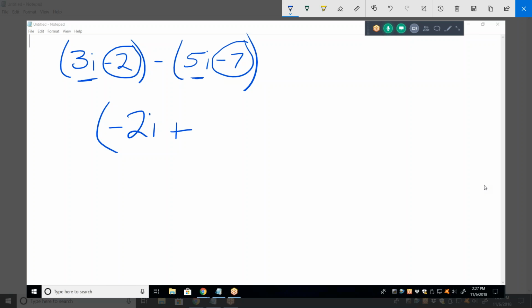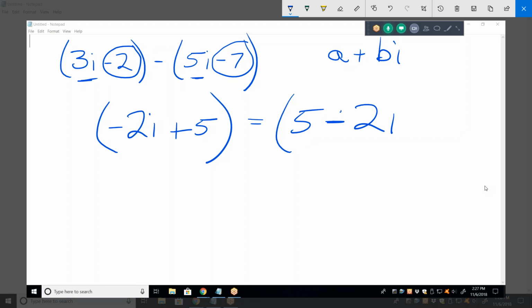Correct, plus 5. So that is the correct answer. It's not quite in the right format. In other words, when we talk about complex numbers, we want it in this format, a plus bi, okay? So, yeah, let's just switch. It's 5 minus 2i.